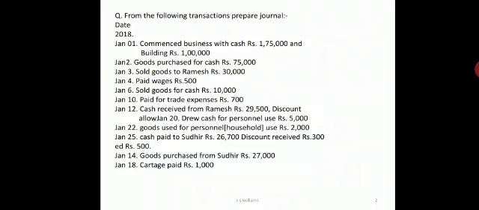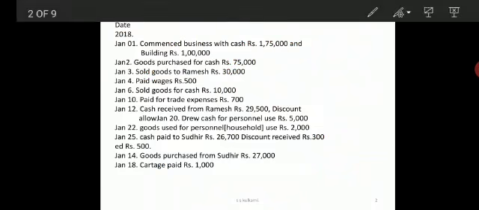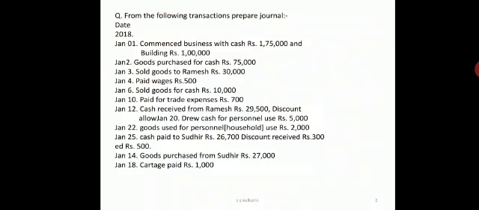Now in today's class we are again going to see one more problem on journal. You are having a problem which is given again in the next slide.